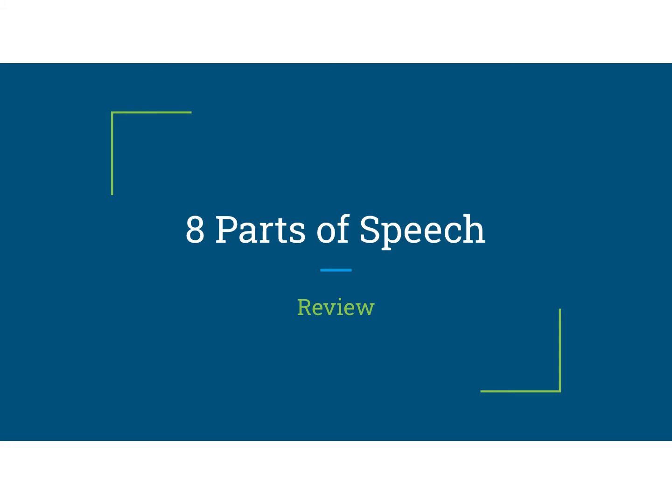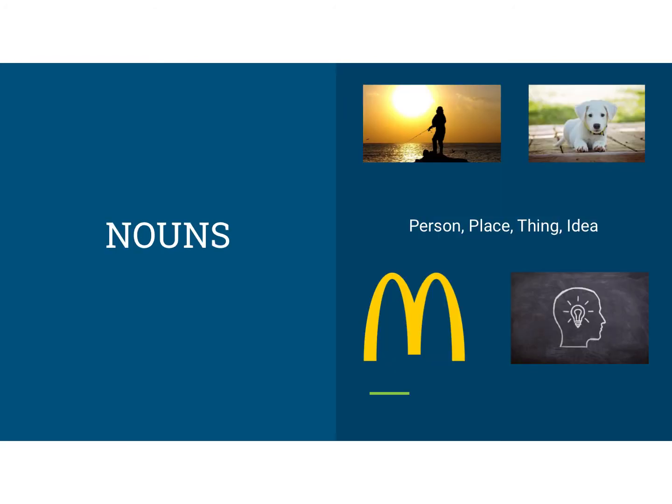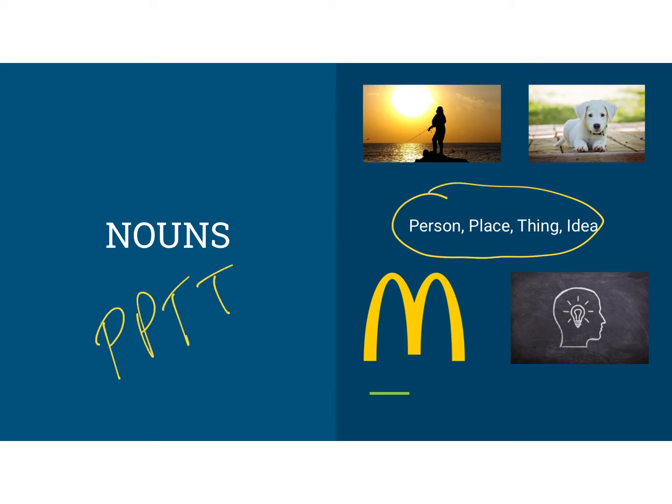All right, this is a quick recap of all 8 parts of speech for you to check your notes and make sure that you have all of their functions written down. So let's get started. First, we have nouns. Remember, the whole point of a noun is a person, place, thing, or idea, and the short version can be PPTI, which stands for person, place, thing, or idea.